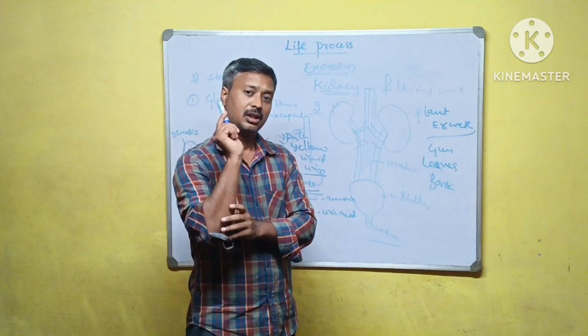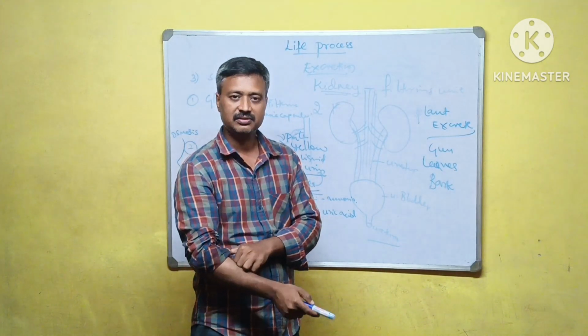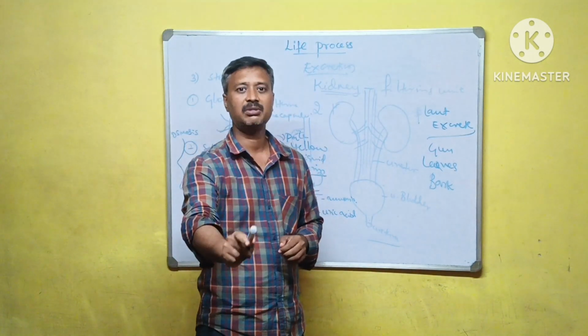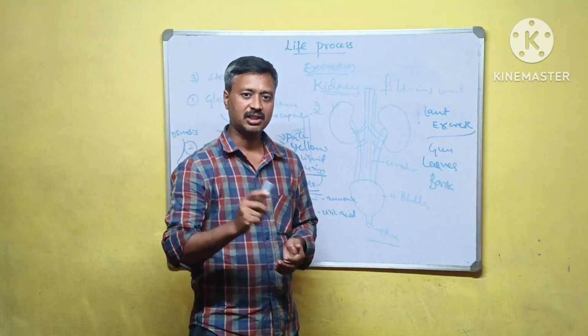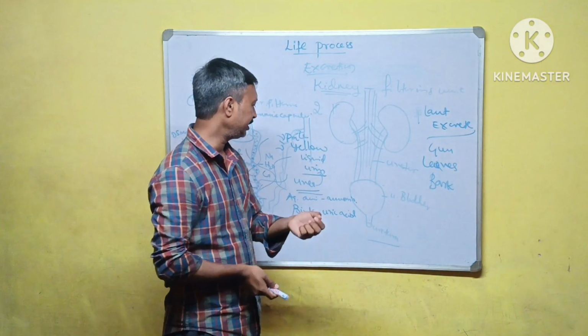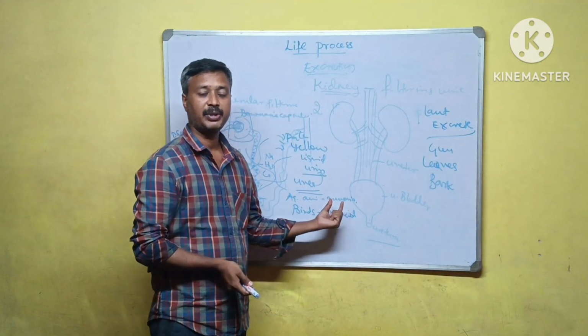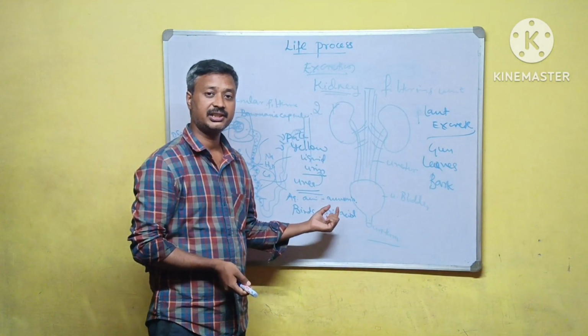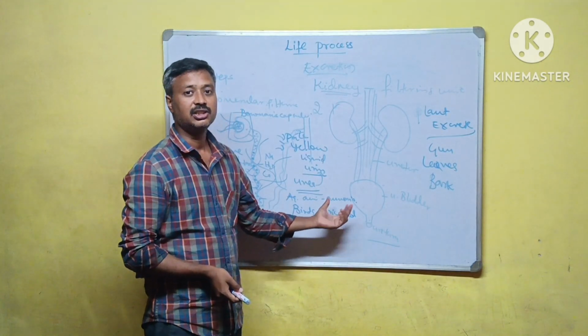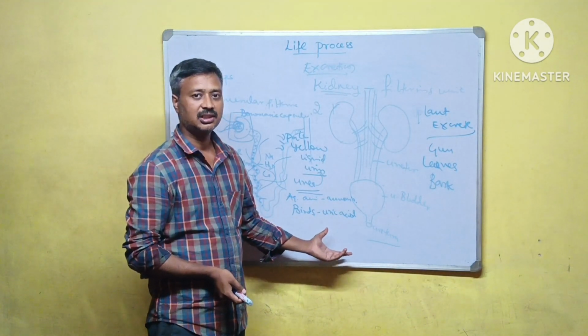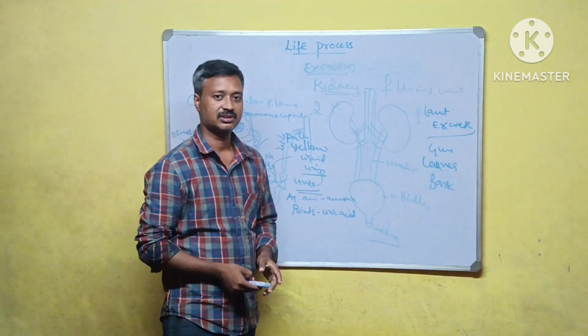Do aquatic animals excrete? Yes. Aquatic animals also excrete. There is a special structure through which they excrete ammonia. Aquatic animals excrete ammonia, and birds excrete uric acid. That's all about the excretion process.